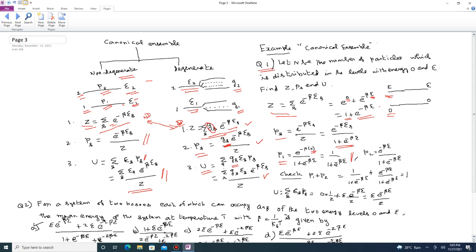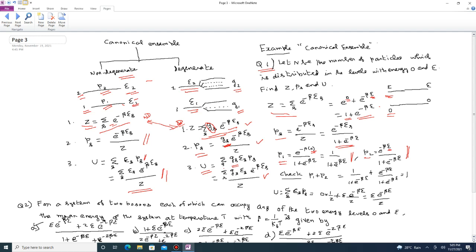So this is the expression for P1. For the expression for P2, for the second level, you put E_s equal to E. So P2 is e power minus beta E divided by 1 plus e power minus beta E. This is the expression for P2.